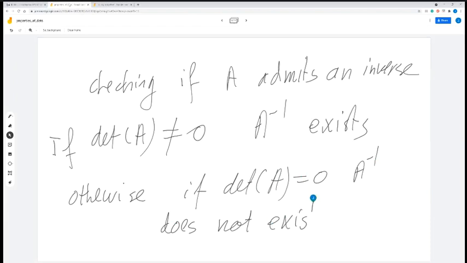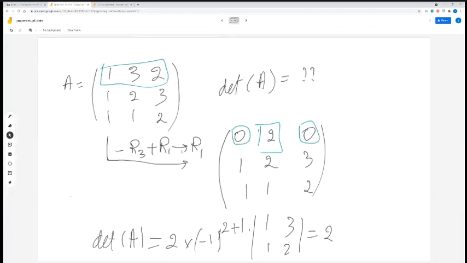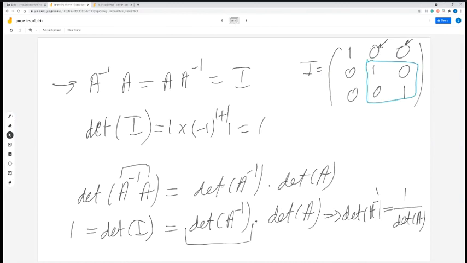Because it can't be. I mean, there can't be a matrix which is the inverse of A when the determinant of A is equal to 0. Because in that case, according to this property, so let me take you back to this property, if the determinant of A is equal to 0 and the inverse matrix did exist, then the determinant of that inverse matrix would be 1 over 0, which is undefined. So you cannot do it. It can't be that the determinant of A is equal to 0 and the inverse matrix exists.